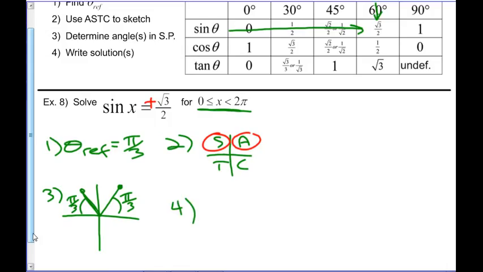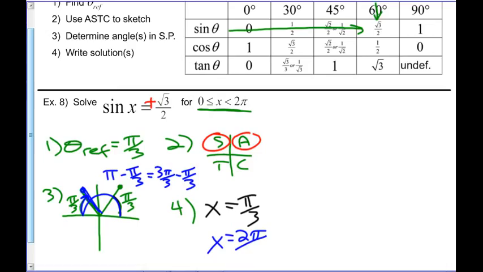That first angle is easy to find. This is just pi over 3. This one takes a little more thought. It would be as if we went 180 degrees, or pi, and then subtracted pi over 3. So this is pi minus pi over 3. Think of that in a common denominator. It's 3 pi over 3 minus pi over 3. Hey, that's 2 pi over 3. And those are our two solutions in the first revolution. So when we have exact values, we look for them in the table.